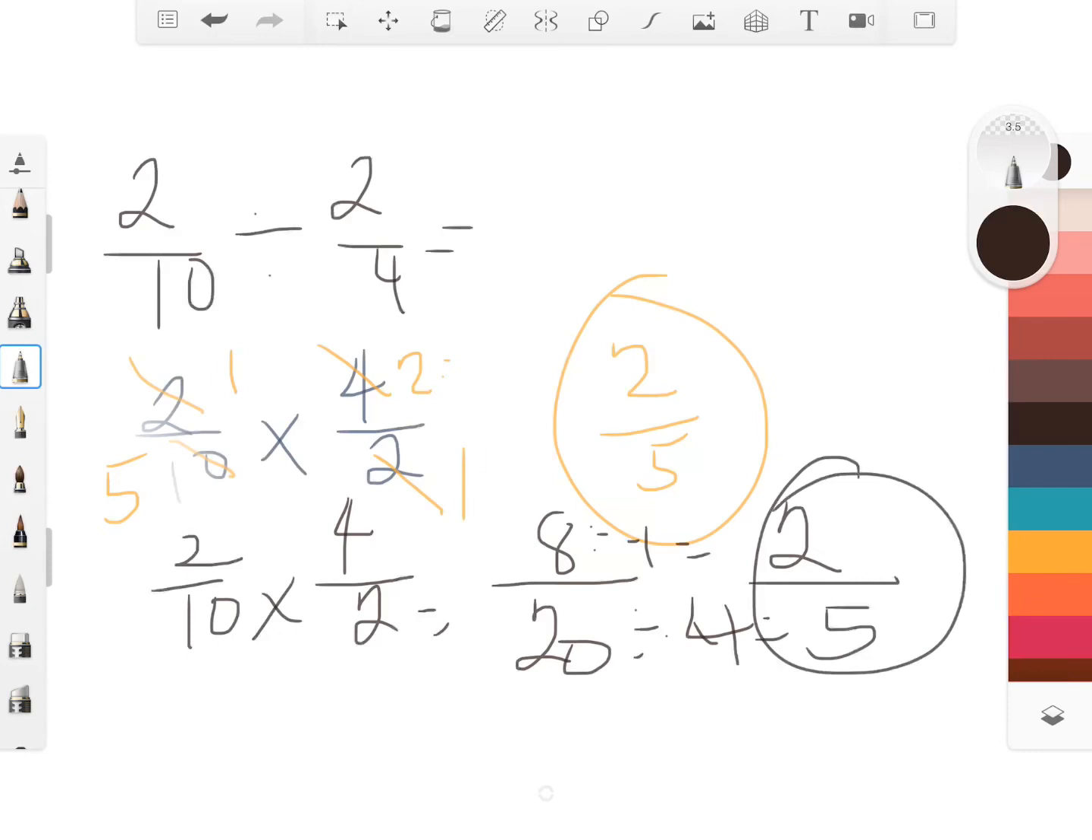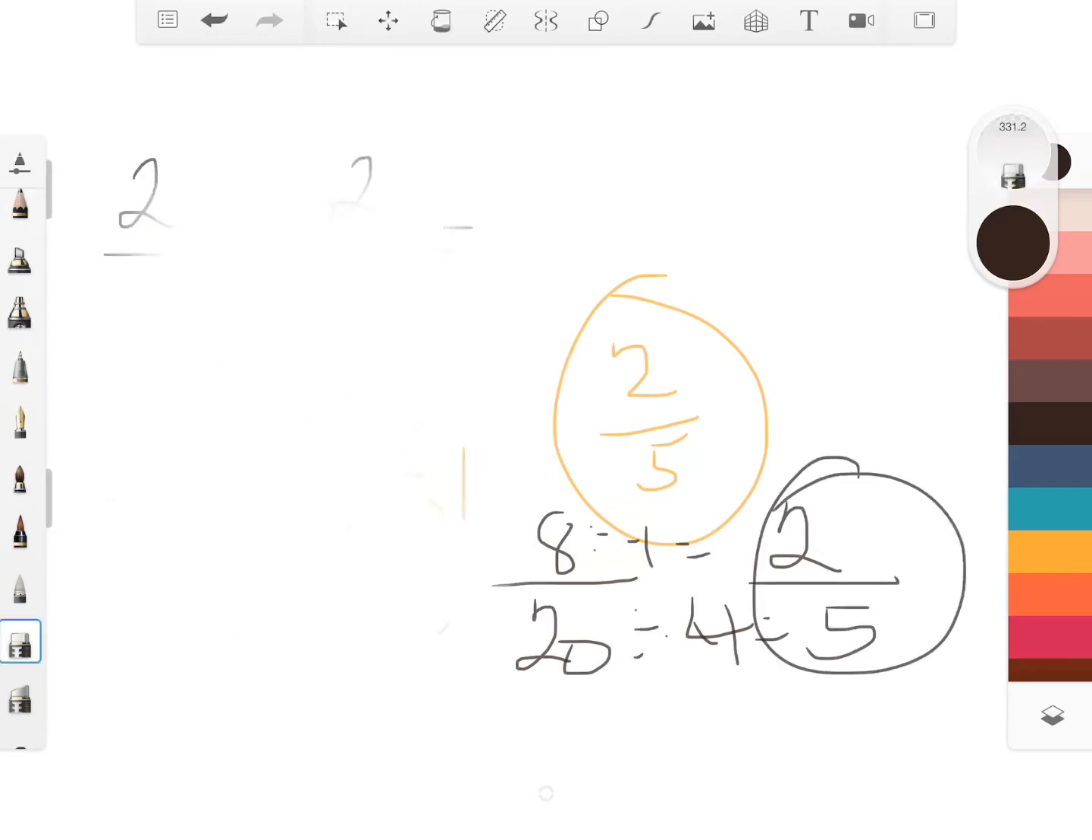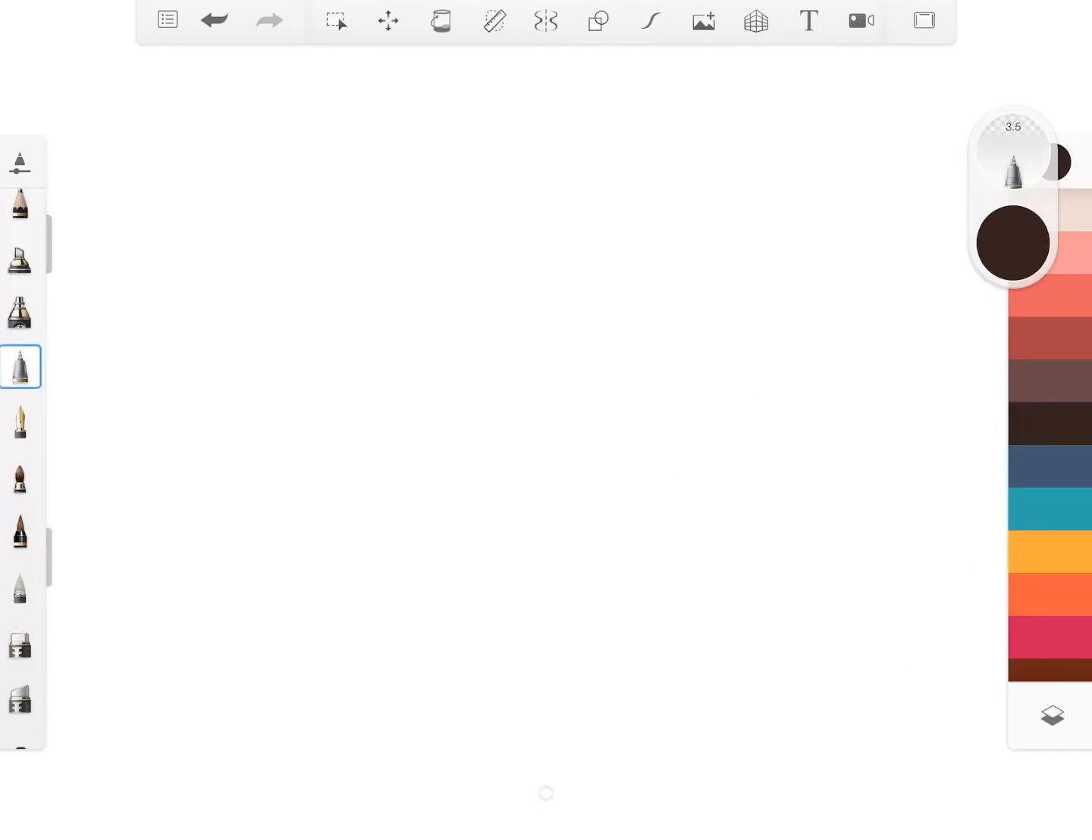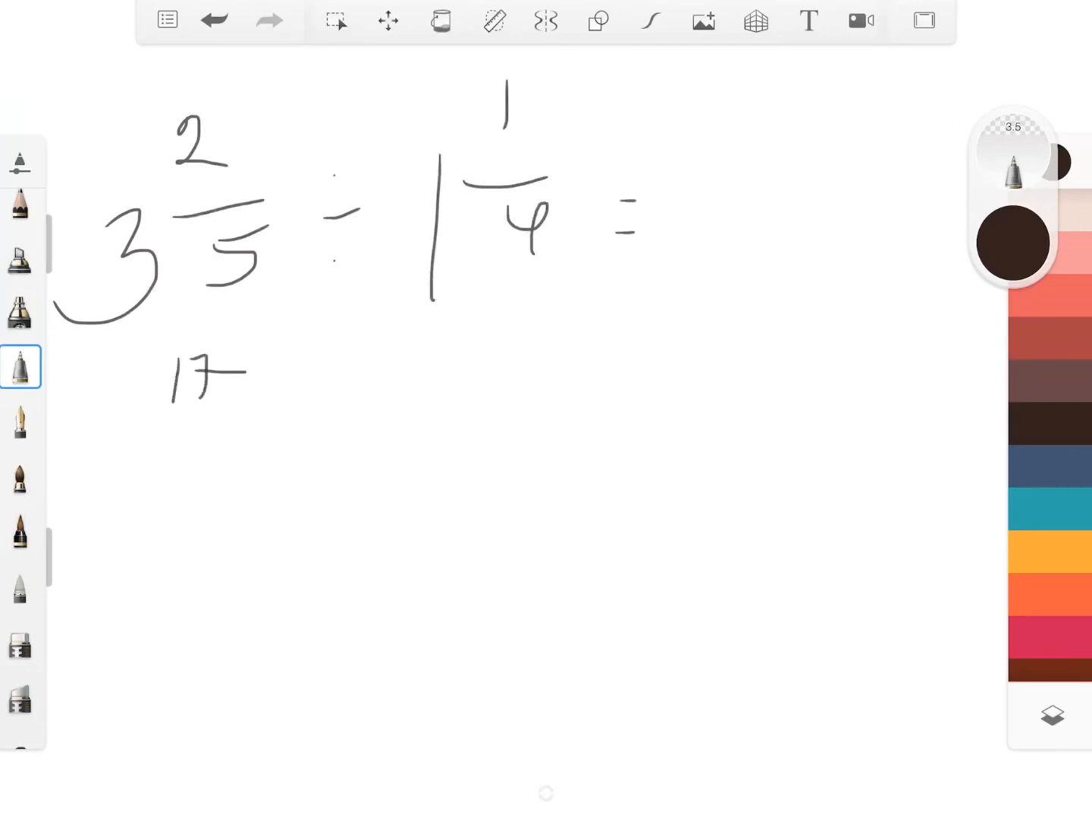Okay, so let's try another one. One more example. Let's say 3 and 2/5 divided by 1 and 1/4. All we have to do again is make these into improper fractions. So 5 times 3 is 15 plus 2 equals 17. So 17/5 divided by 4 times 1 is 4 plus 1 is 5. So that's 5/4.